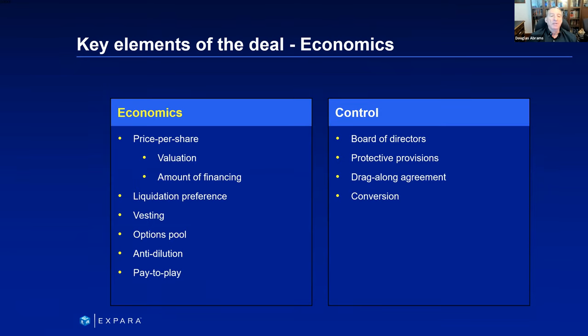Okay, now we already talked about the first two terms on the left side, price per share, which is basically a function of valuation and amount of investment. How does it work? Remember, we talked about pre and post money valuation. So the price per share will be the amount of the financing divided by the pre-money valuation.